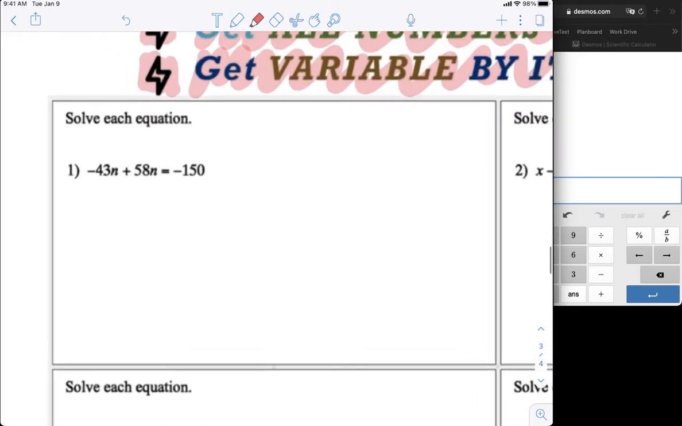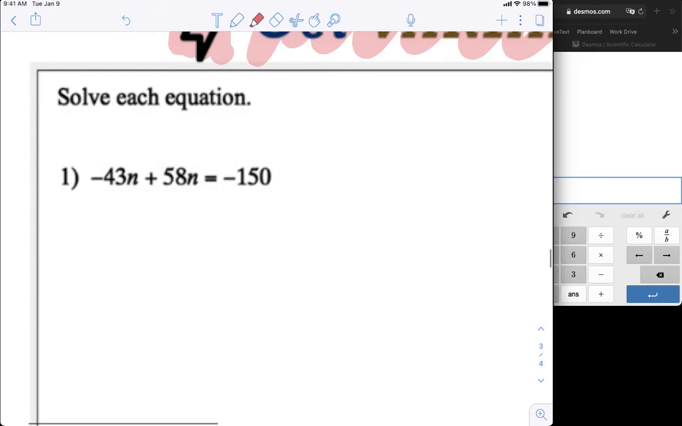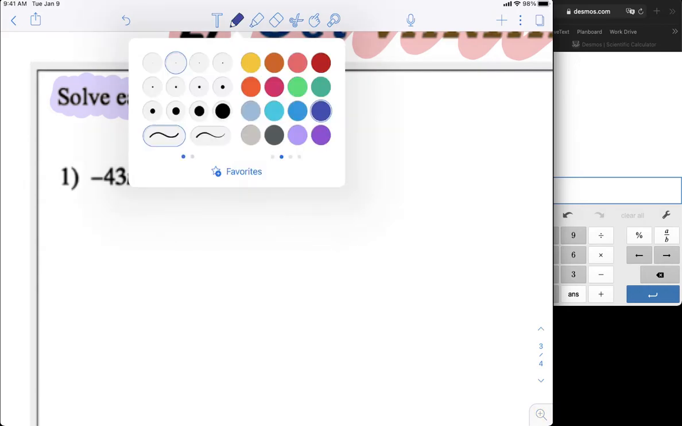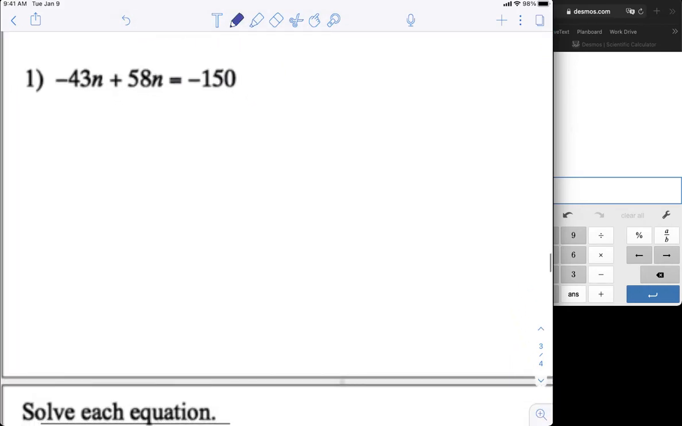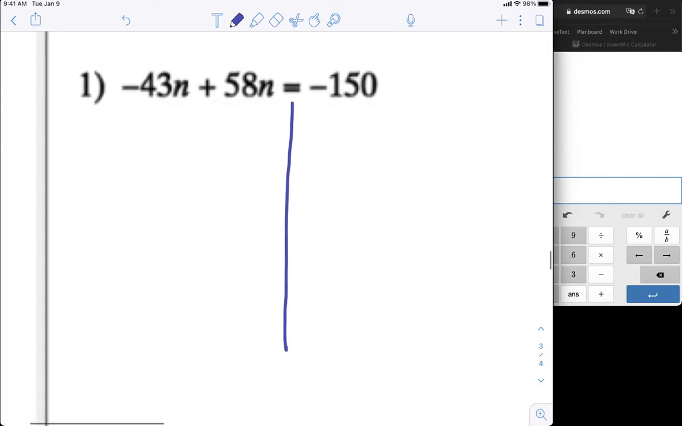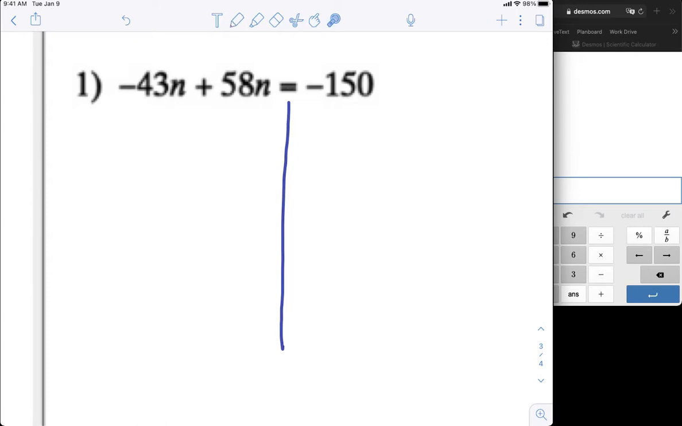So, always read the instructions first, right? Always the first step. And this one says solve each equation. So we're going to solve, right? So, step 1 is we draw our line of separation. Always step 1, draw a line of separation. So if we notice here, we have n and we have n. So these are called like terms, remember? And these are like terms because they both have n. So we can combine them, right?